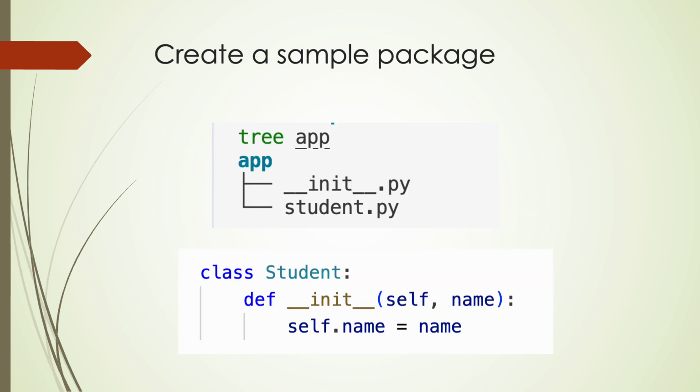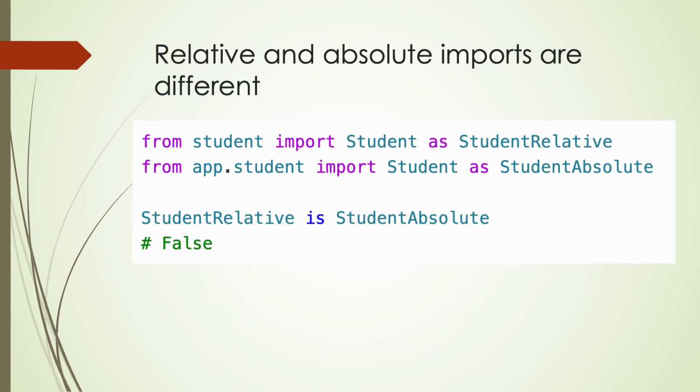We will create a sample package which includes an init file and another file student.py. The init file is empty and it's there to make the folder work as a package, and the student.py file contains a simple student class. Then in the app folder, start the Python interpreter and write these 3 lines of code. We import the student class using a relative path and an absolute path, respectively.